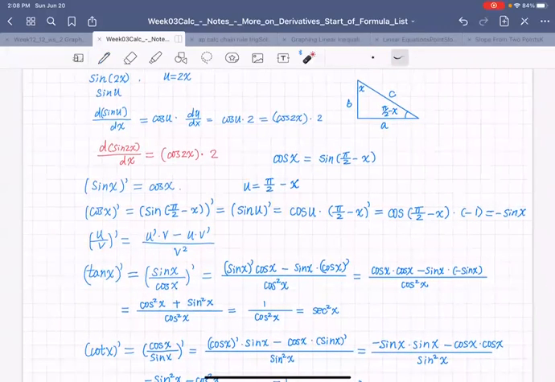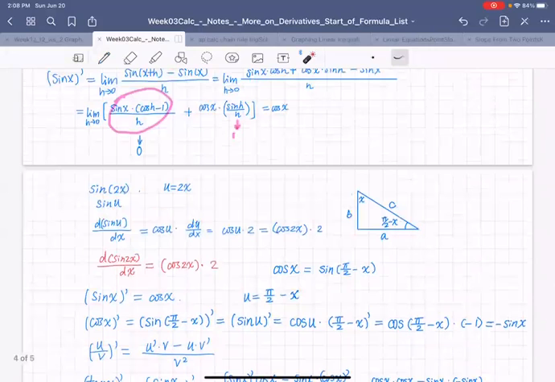So we learned the power rule, the chain rule, the product rule, and we also know the derivative of sine x is cosine x, and the derivative of cosine x is negative sine x. So far, any question?